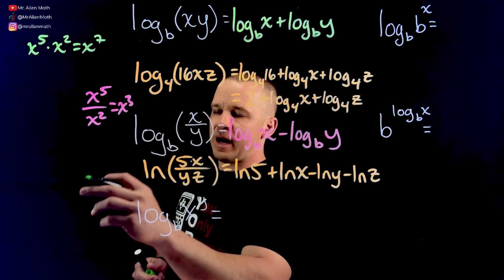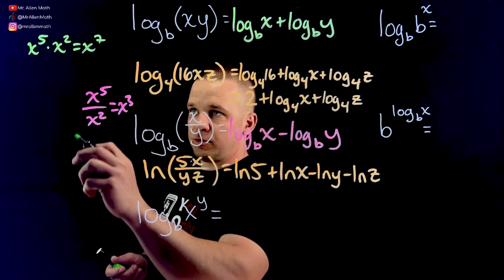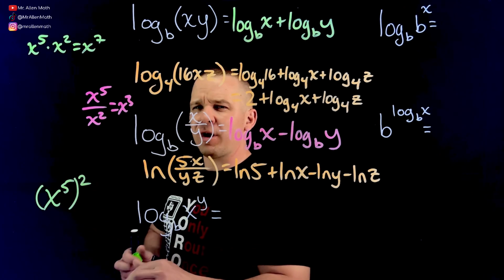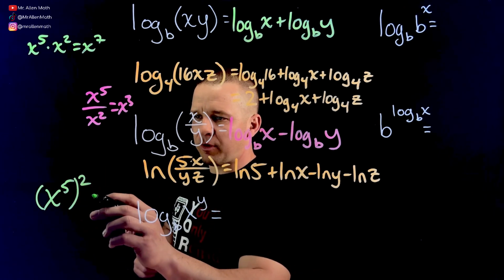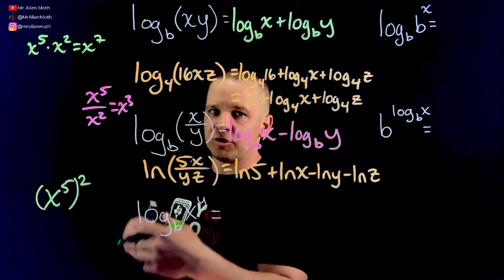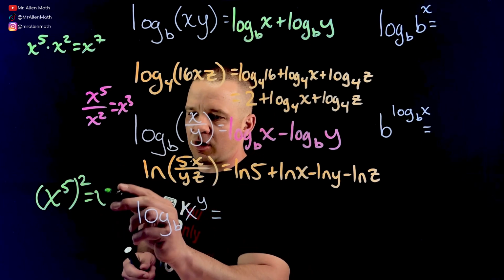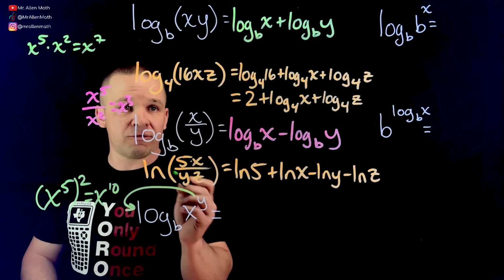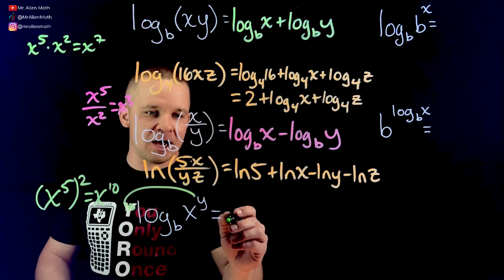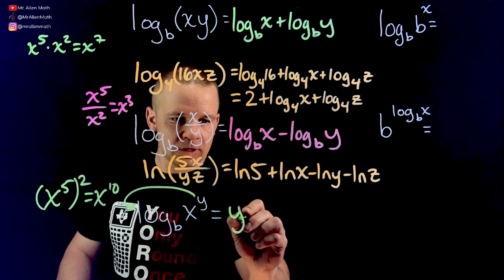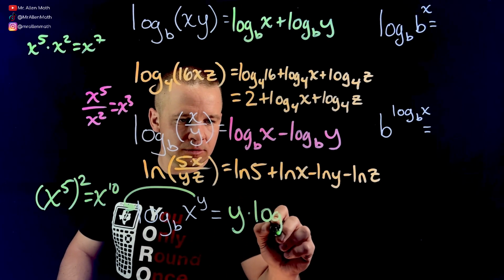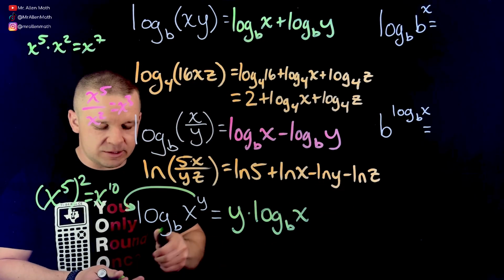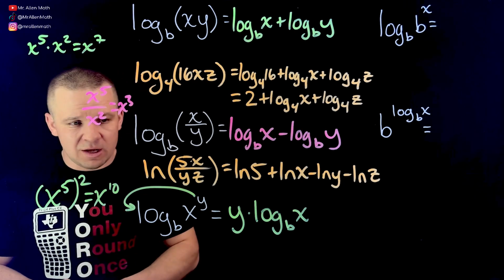If I had power to a power, let's say, how about this? We'll use the same exponents. X to the 5th squared. What would I do with those? I'd multiply them because it's like x to the 5th times x to the 5th, which is x to the 10th. Shortcut is multiplying the 2. So that's what we're going to do here. This y can actually come out front here. And now I have y times log base b of x. Cool? Awesome.